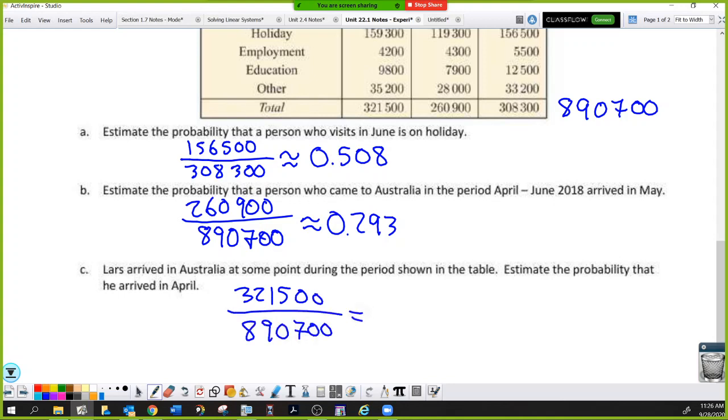890,700. So basically it wanted to know what's the probability someone showed up in April. The whole fact that it was Lars doesn't really matter. They could have just said, what's the probability someone came in April? They could have said it just like that, but you know they're going to mess with the words. So 321,500 divided by 890,700, about 0.361. So about 36% of people showed up in April.